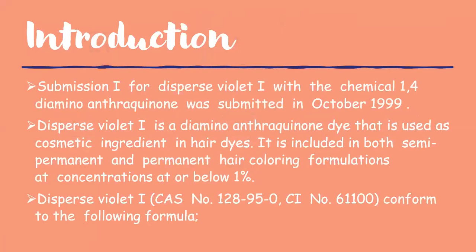Submission 1 for Disperse Violet 1, with the chemical 1,4-diamino anthraquinone, was submitted in October 1999. Disperse Violet 1 is a diamino anthraquinone dye that is used as a cosmetic ingredient in hair dyes. It is included in both semi-permanent and permanent hair coloring formulations at concentrations below 1%. Disperse Violet 1 conforms to the following formula.